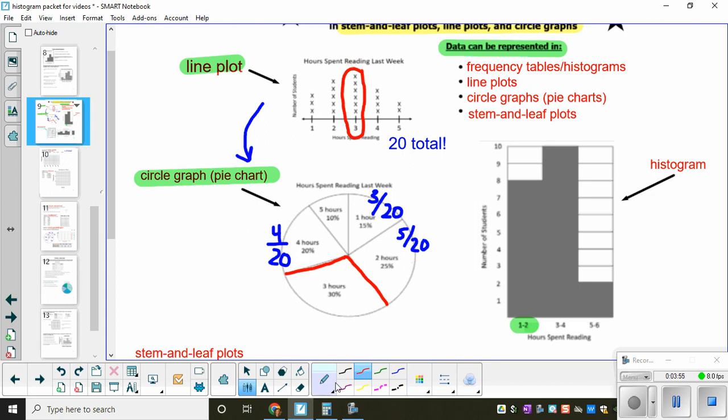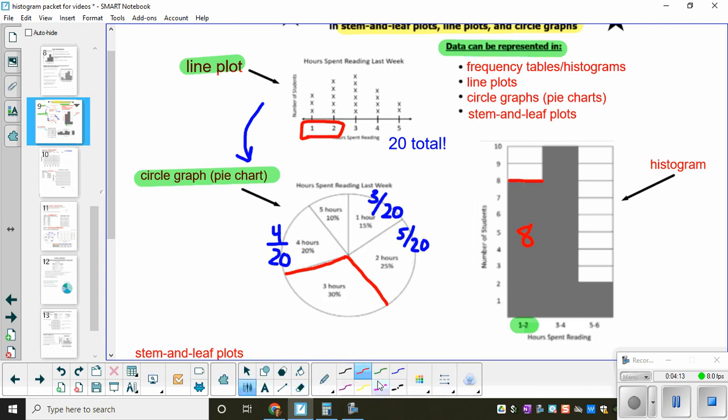And what that means up here in the line plot is I now care about these 1 to 2. So I've got 1, 2, 3, 4, 5, 6, 7, 8 students, and that's going to be this category right here. And you can see its height is 8. Let me just erase this real quick from the previous example.